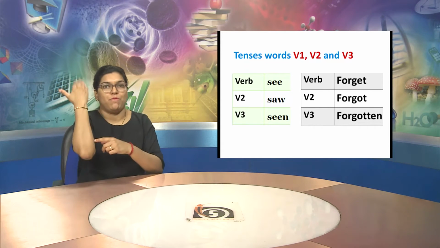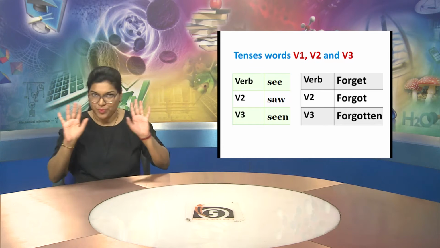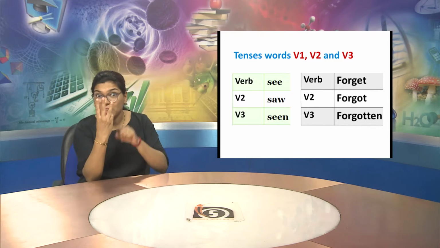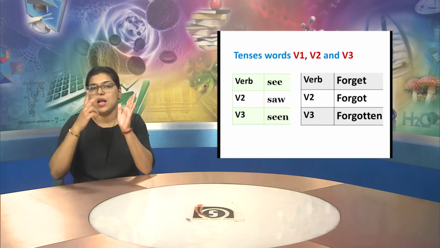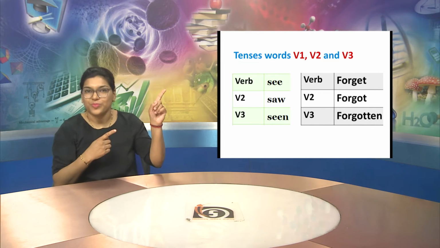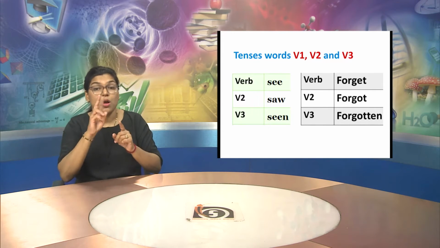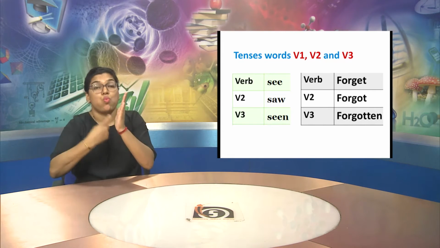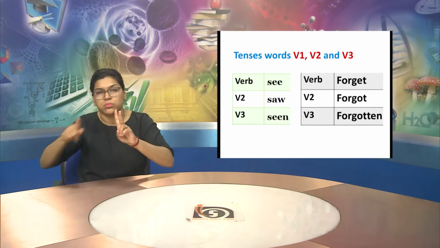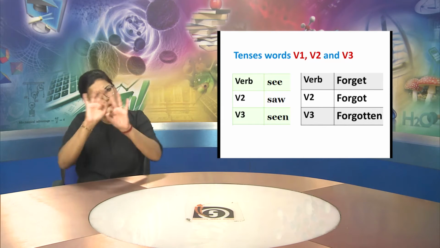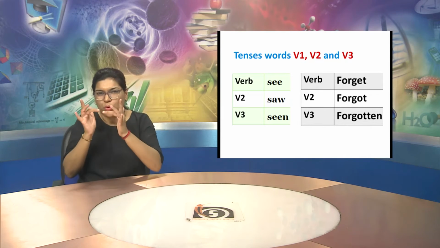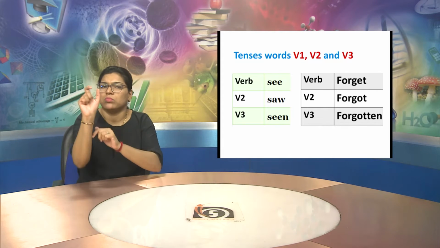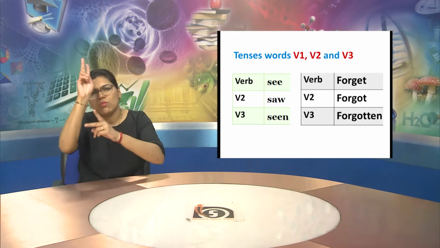So, it means something which has happened and the work has been completed. So, accordingly V3 is the past participle. See is for present, saw is for past, and seen is for past participle.